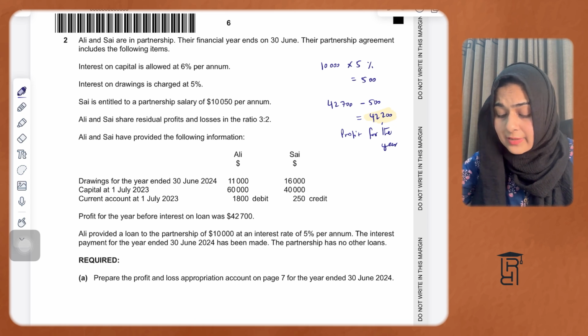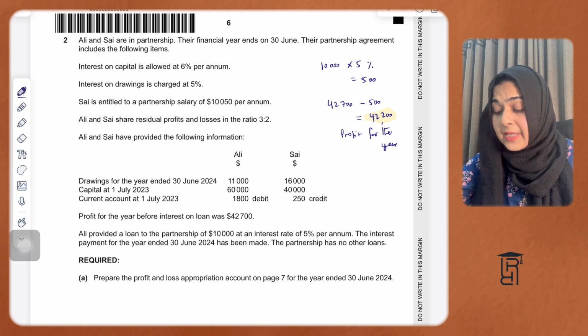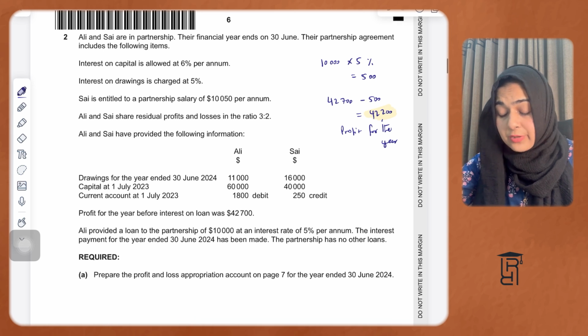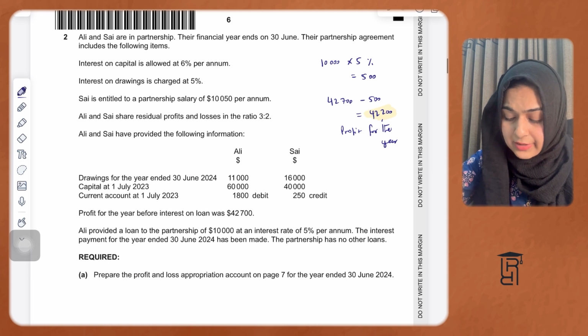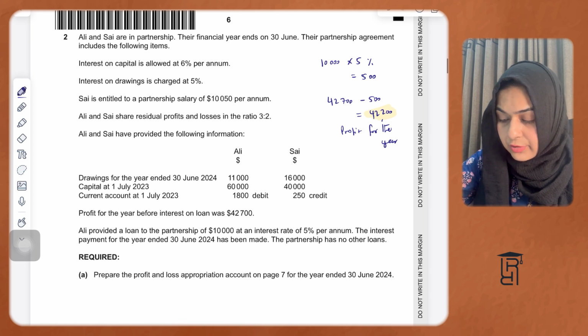So when they are asking you in the first part, they're asking you to prepare the profit and loss appropriation account on page 7 for the year ended 30th June 2024. Okay, so this is pretty simple. We'll start with profit for the year. So I'll write here profit for the year, and I will write here 42,200.